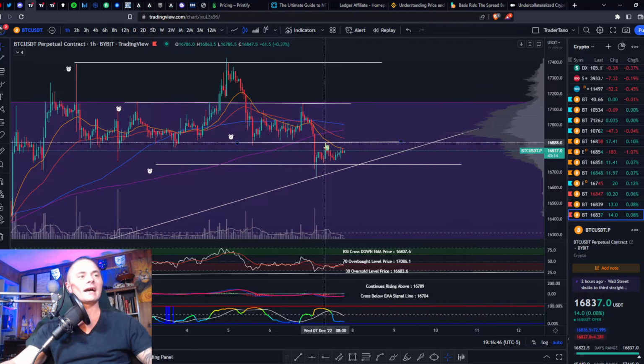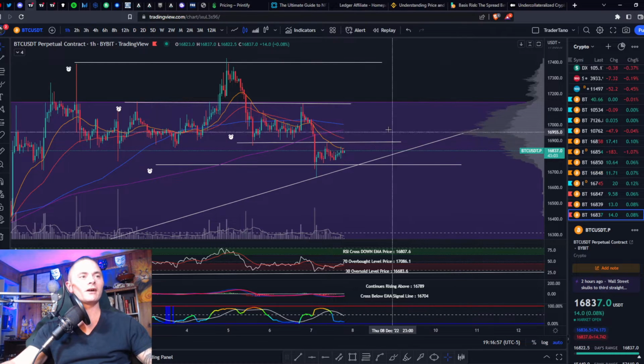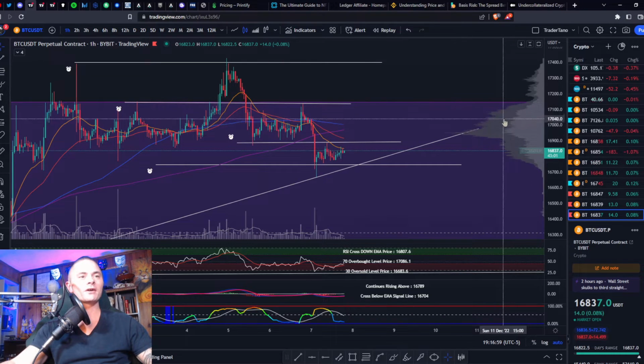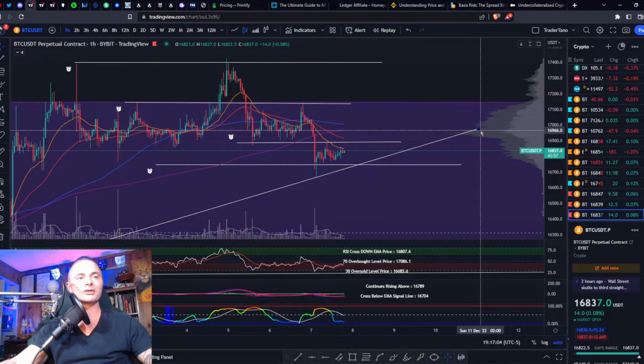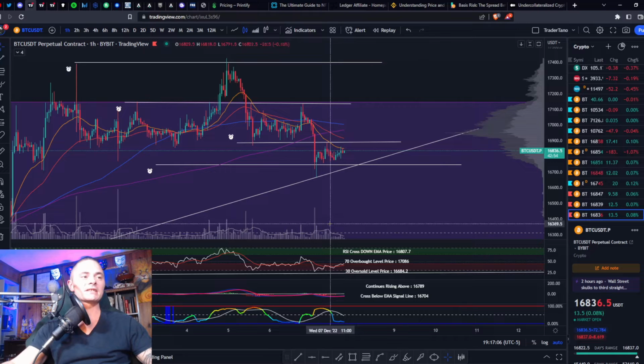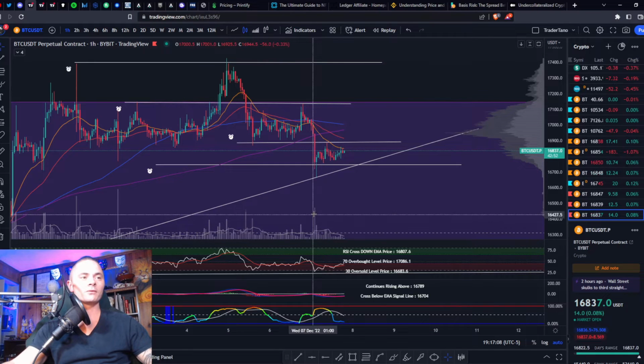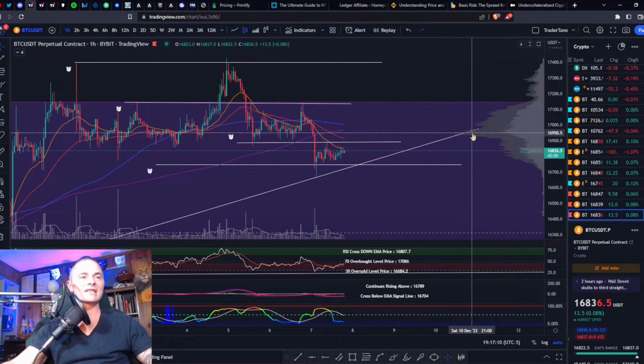So I have my yellow 21. These are my moving averages: yellow 21, red 50, blue 100, and purple 200. All right, so then I have the VPVR here to your right, which measures horizontal volume at a certain price level. Basically, your volume is vertical, this volume is horizontal.